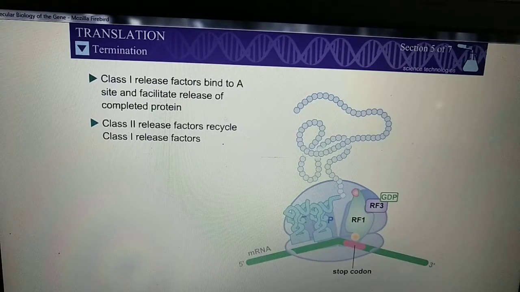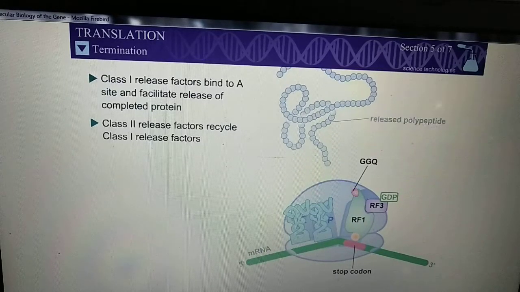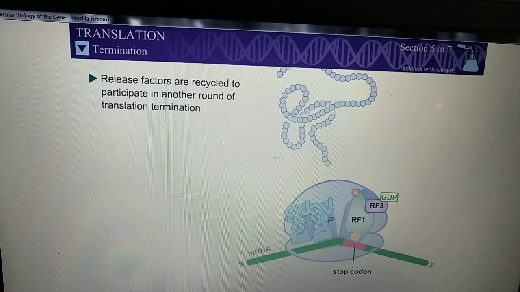After the class 1 and class 2 release factors are both bound, a glycine-glycine-glutamine, or GGQ, motif on the class 1 release factor triggers hydrolysis of the protein from the tRNA in the P site. Release of the protein from the ribosome triggers the recycling of the release factors.